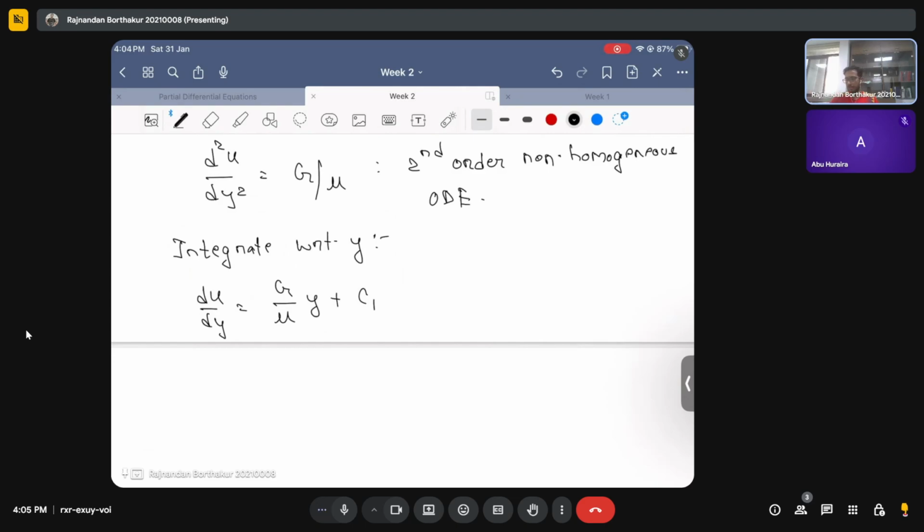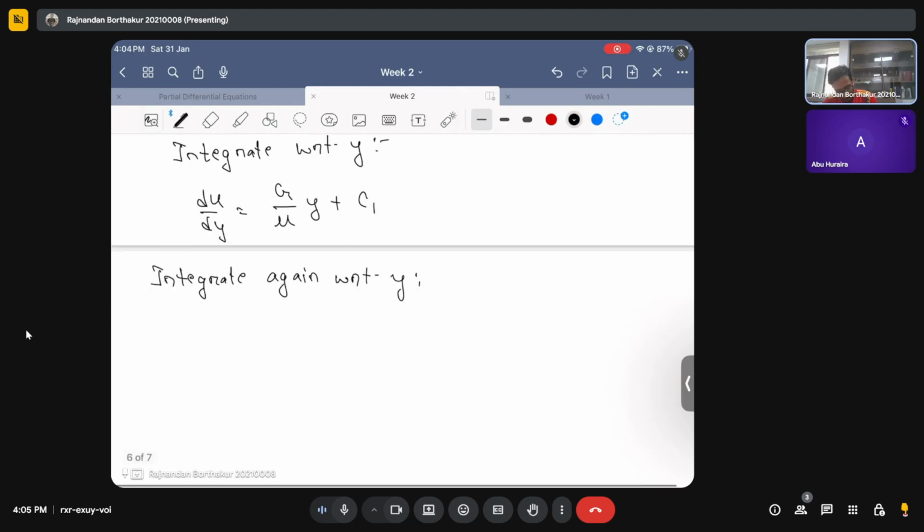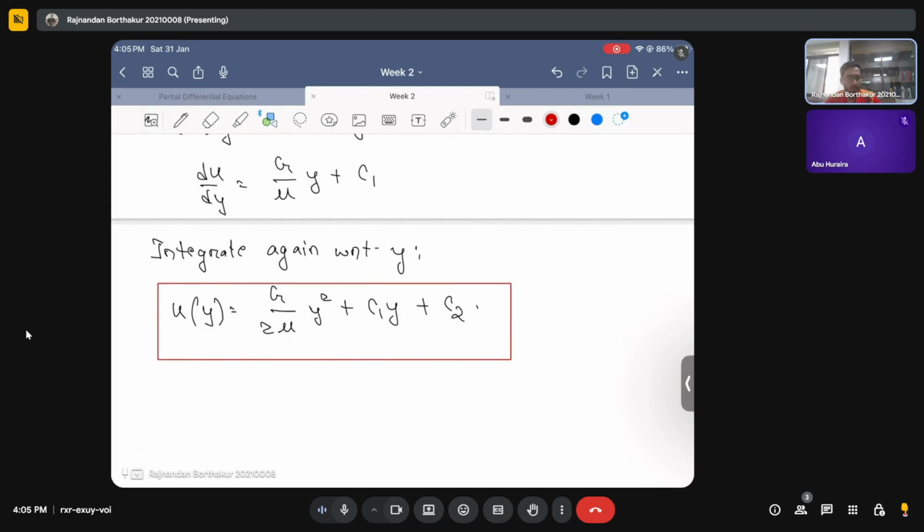I hope this is clear to you. And then what we'll do is we'll integrate it once more in order to get the velocity profile. So integrate again with respect to y, and then what we'll get is u as a function of y is going to be g by 2 mu y squared plus c1 y plus c2. Okay, so that's it. So that's the velocity profile. That's what we had been looking for, right?